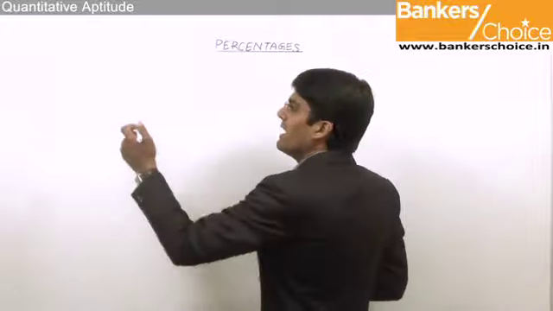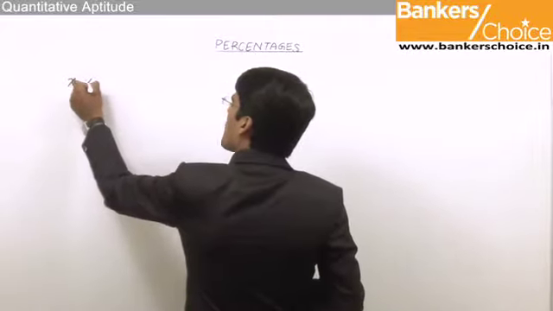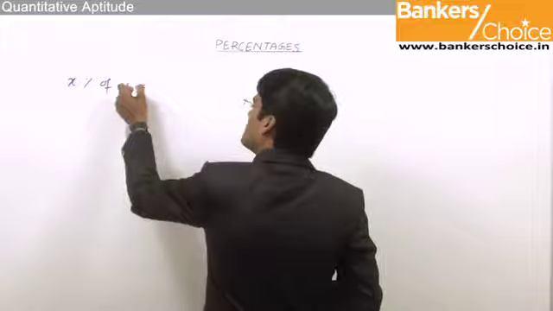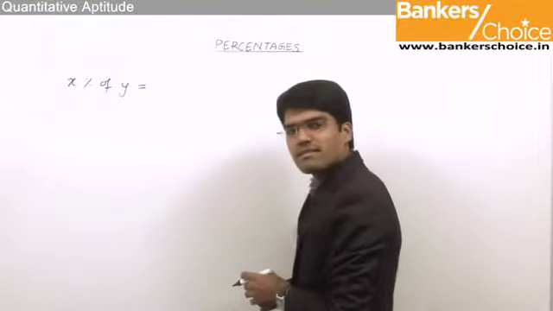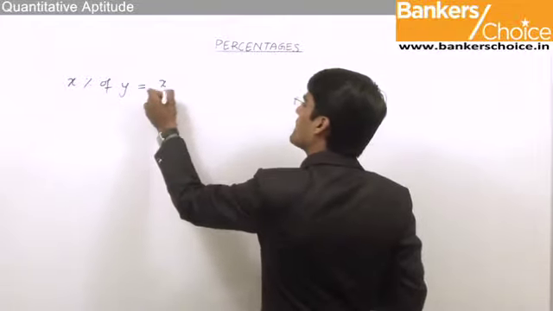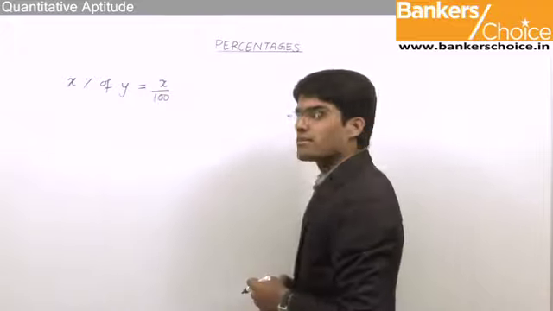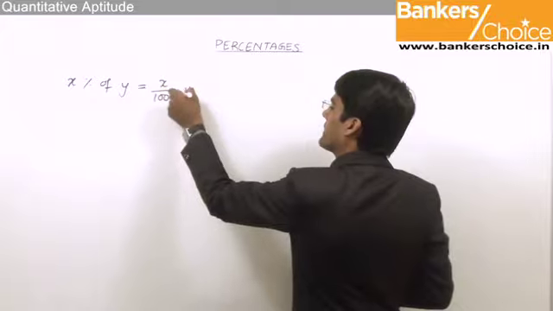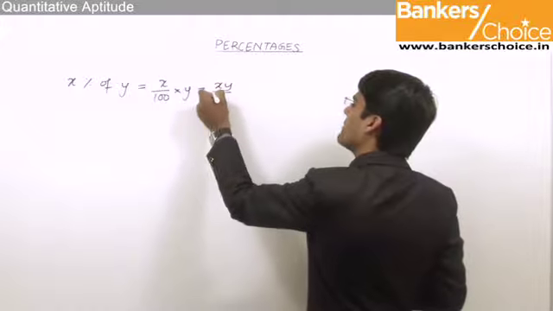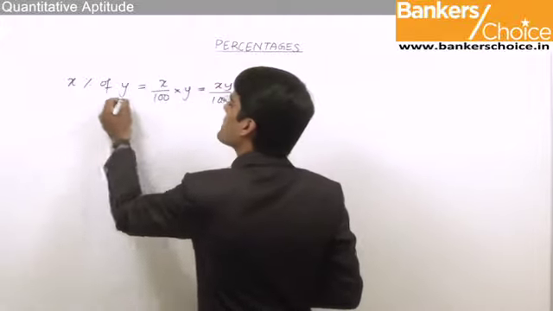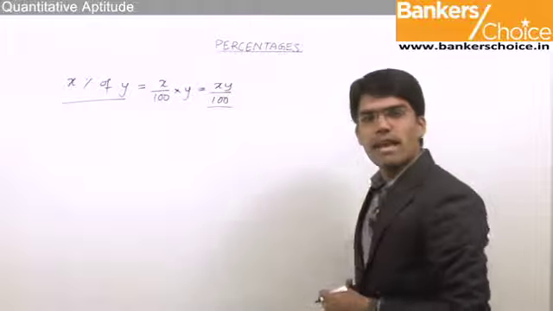For example, let's take x% of y. Now this will be equal to, we know that x% is nothing but x out of 100 or per 100. So x out of 100 into y. So this will be xy by 100. So we can say that x% of y should be equal to xy by 100.